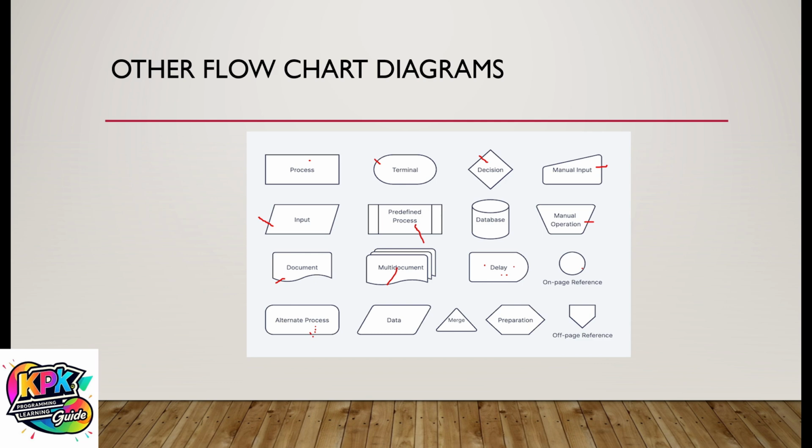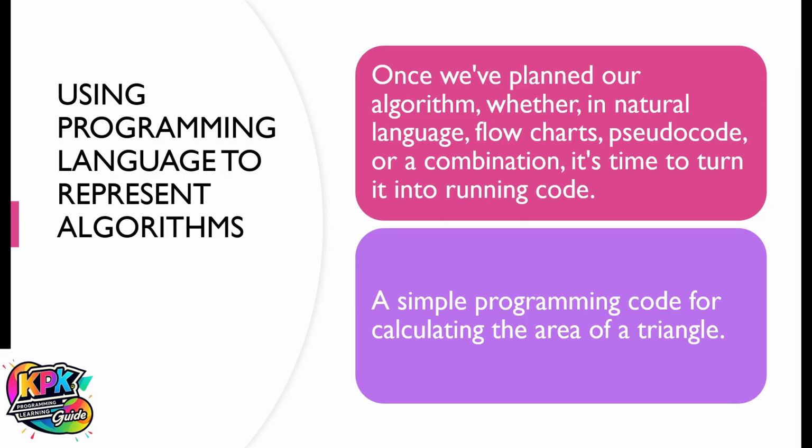This is used to represent a process. This is used to represent data. Here, this shape is used to represent measure. This is preparation. This is off-page reference. Okay. So let's come to the last part of our wording representations.